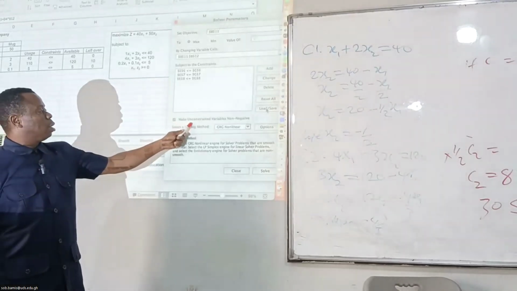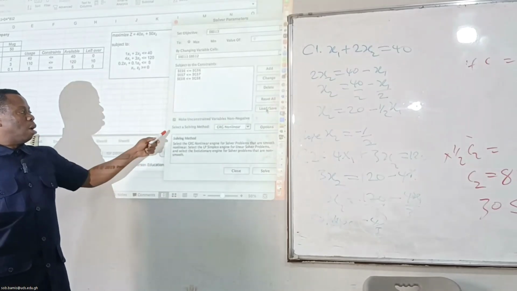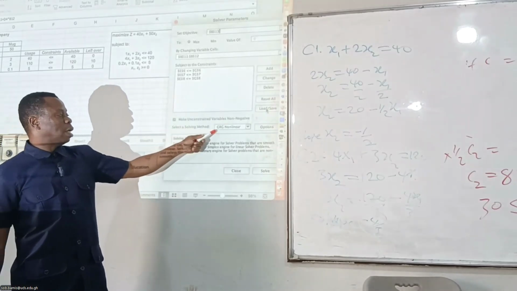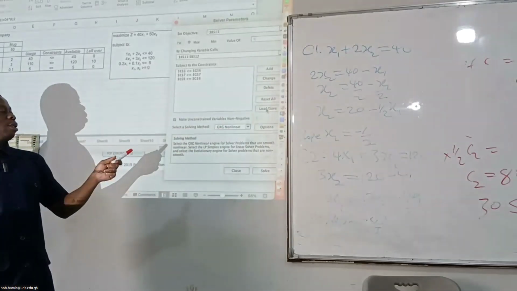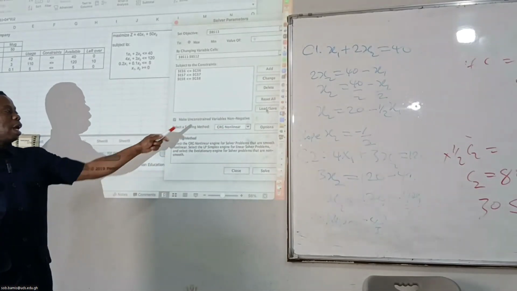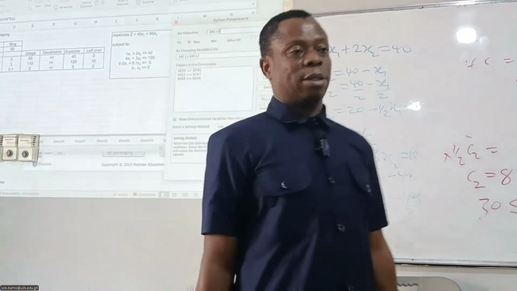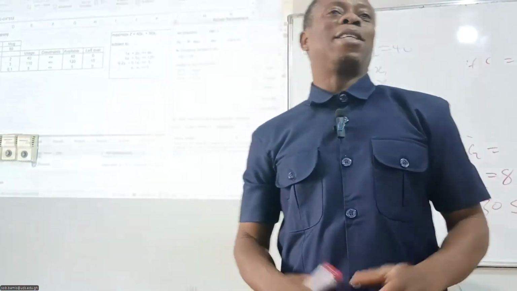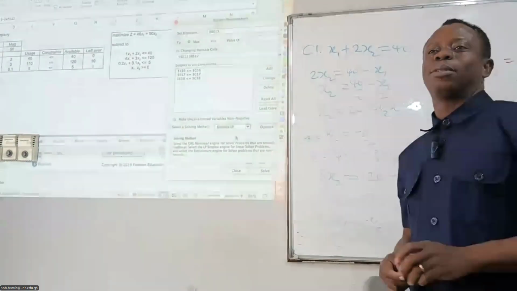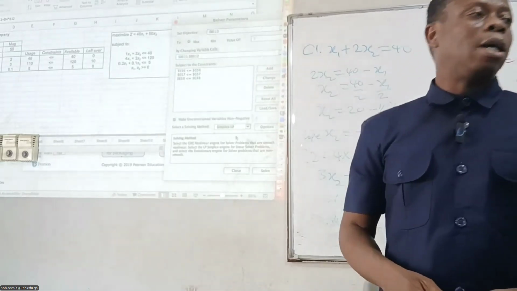Make unconstrained variable non-negative. I take it. But look at here. Select a solving method. It is on GRG nonlinear. Is that the method we are using? Which method are we using? Simplex. So I click here and select simplex. Once I select simplex, I'm ready to go. So I now click solve.